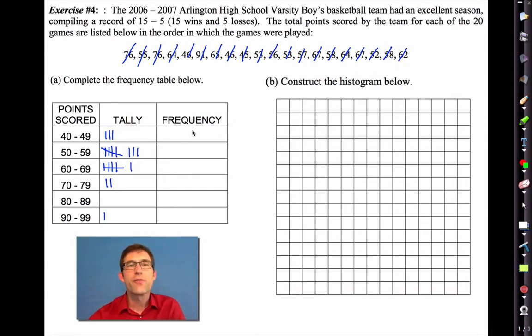All right. The frequency simply refers to how many fell in each category. So 3 fell in here. 8 fell in here. 6 fell in here. I'm just making sure these were my original counts. 2 in here, 0 in here, 1 in here. All right, so now we want to construct the histogram.